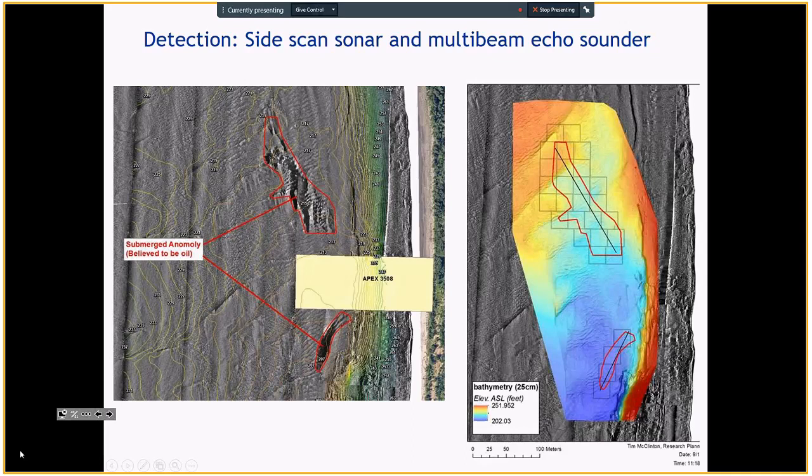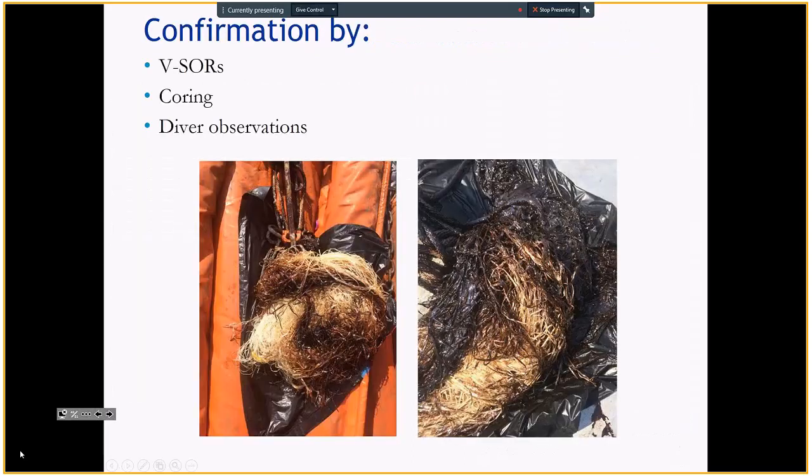But then we went back with more sophisticated surveys. They did both side scan sonar and the multibeam, because the multibeam is really important, especially for any kind of removal activities, because you've got to know what the bathymetry is, the right size of equipment. And also you want to understand the transport mechanism potential. Why is it there and when might it move? We also went out and dropped a few snares overboard to make sure that the stuff we were looking at was the oil.